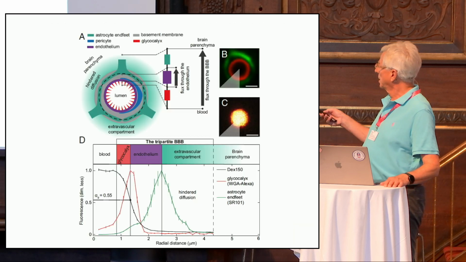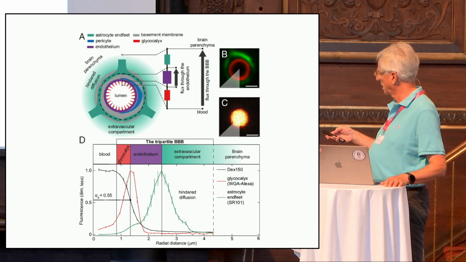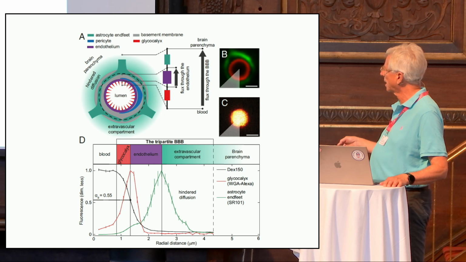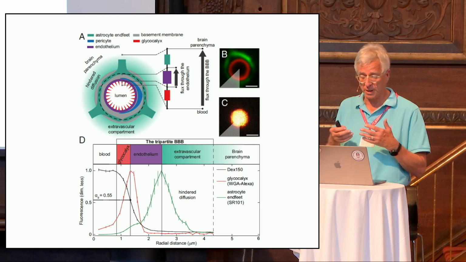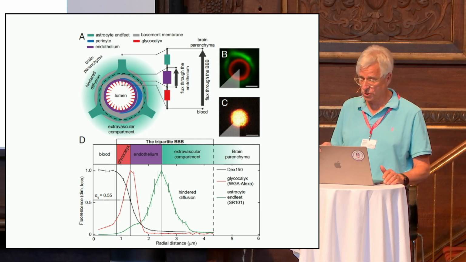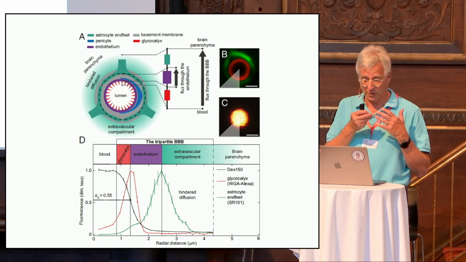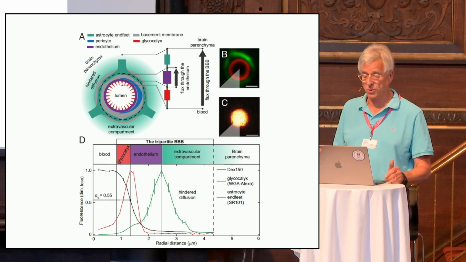We can also see that if we label astrocytes outside the blood vessels and look at the diffusion coefficient outside the blood vessel, in the extravascular compartment, then the astrocytes and the astrocyte end feet, between which there are only narrow slits, also constitute a barrier for diffusion of smaller molecules, but even more so of big molecules.